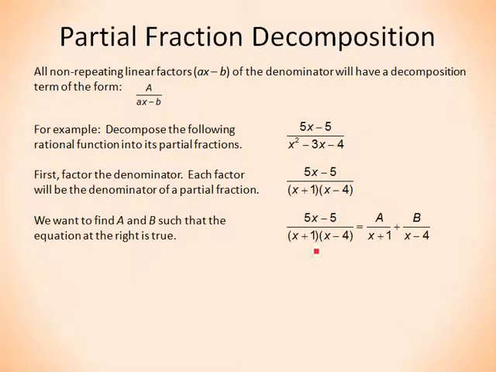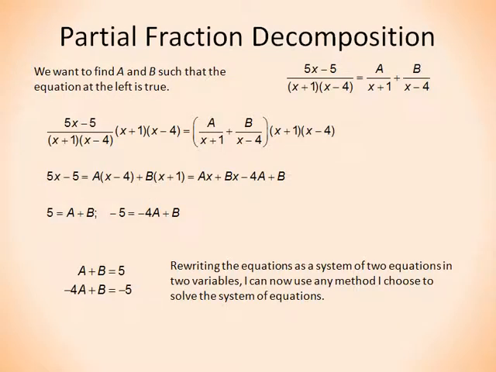Here's my rational function. Here's the first partial fraction decomposition term, some number over x plus 1. Here's the second term, some other number over x minus 4. And what I want is to find a and b such that this equation is true. Here's my equation again. This is the one that I'm looking for.